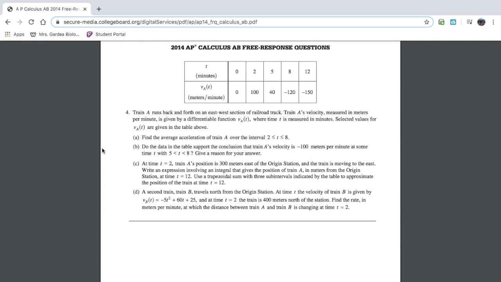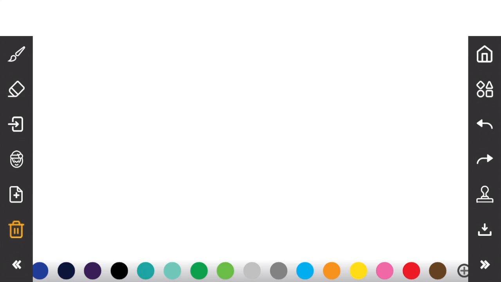Okay, so we'll read part A. Find the average acceleration of train A over the interval 2 is less than or equal to t is less than or equal to 8. So for this one, for A, we're looking for the average acceleration.